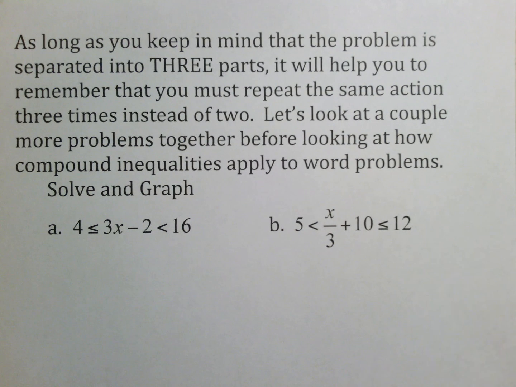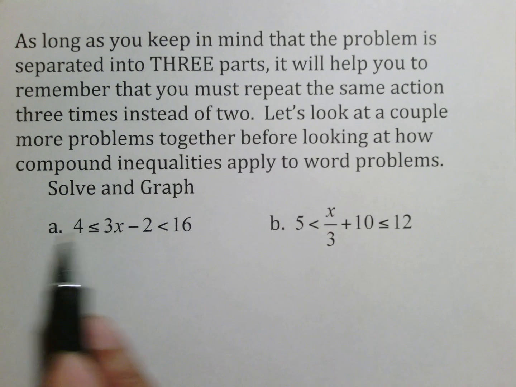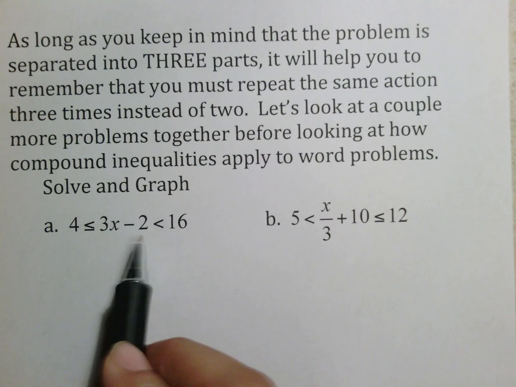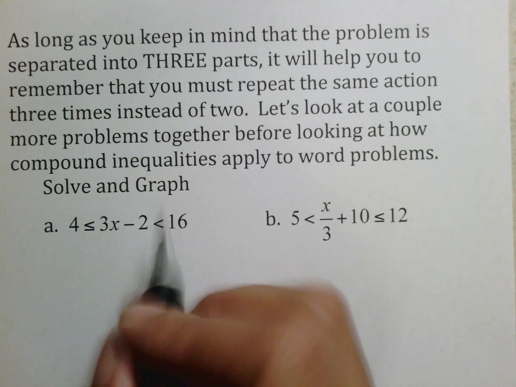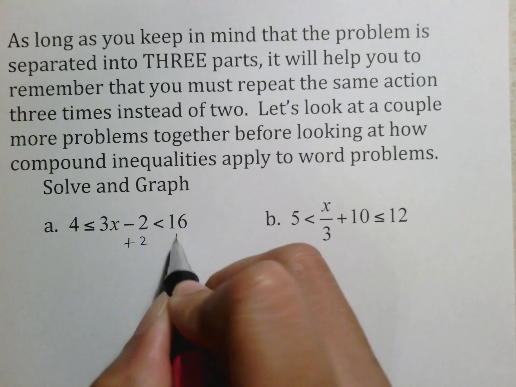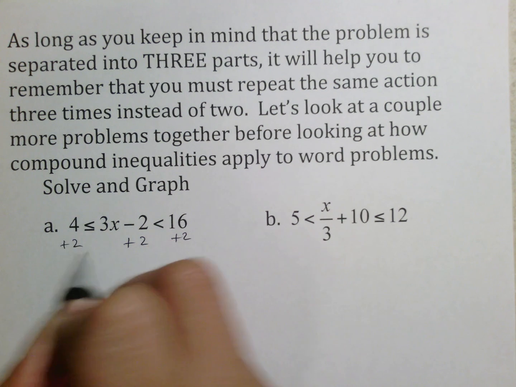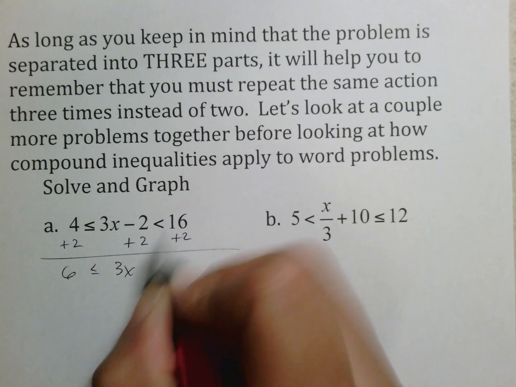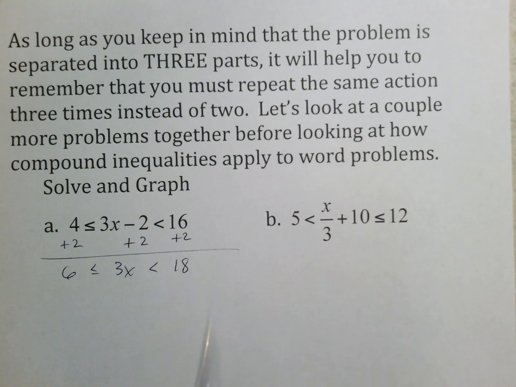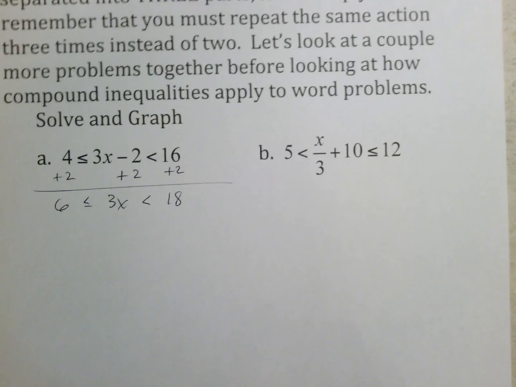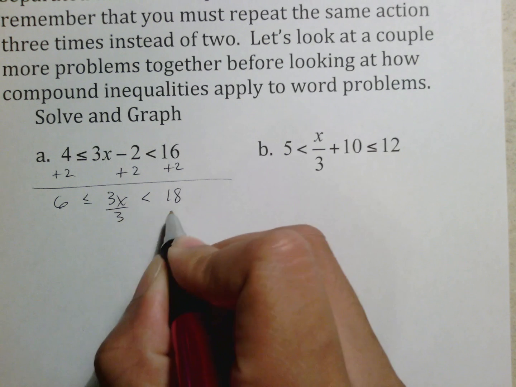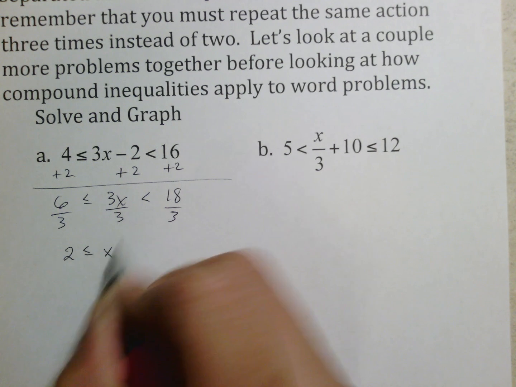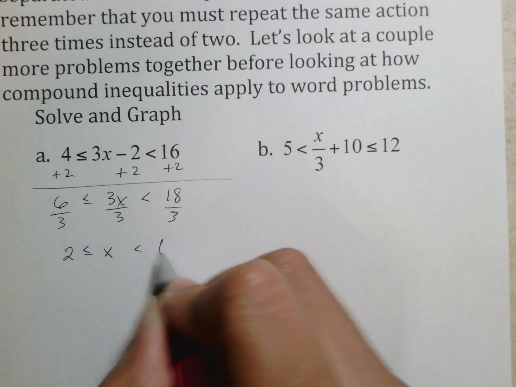Solve and graph again. 2 more problems real fast. 4 is less than or equal to 3x minus 2, which is less than 16. Again, first thing we do here is we know we need to get rid of the 2 by adding 2, but we add it 3 times. You get 6, 3x, and 18. From there we get rid of the 3, same way as usual, by dividing. 2 comes down, x, and 6.